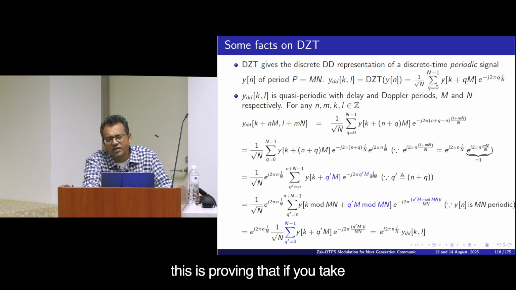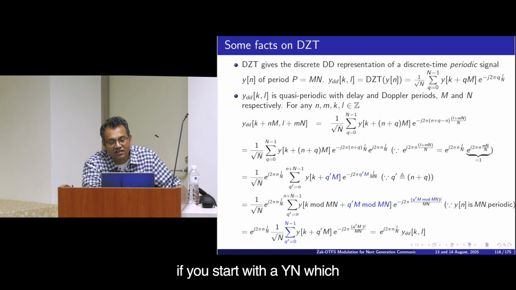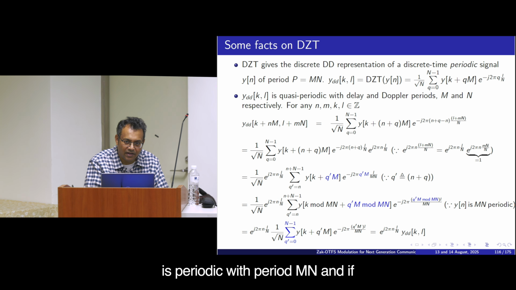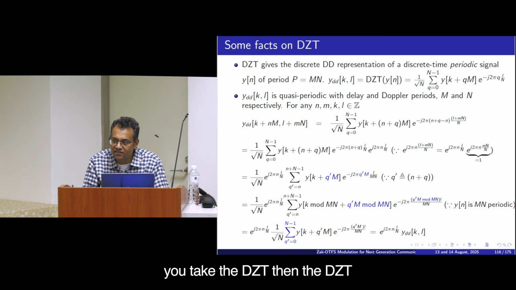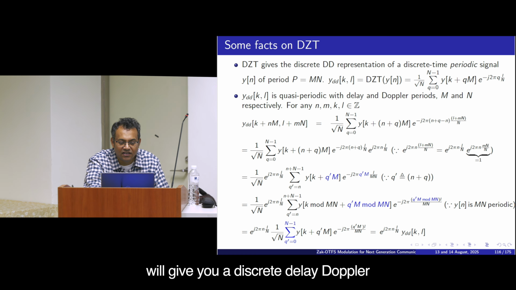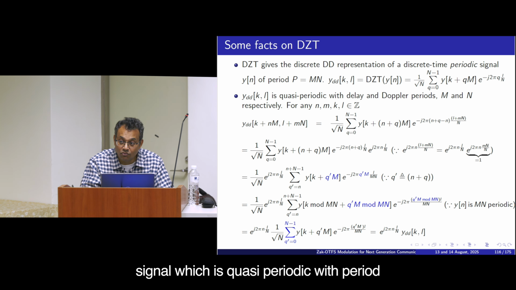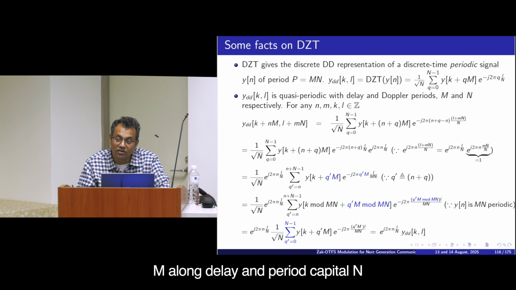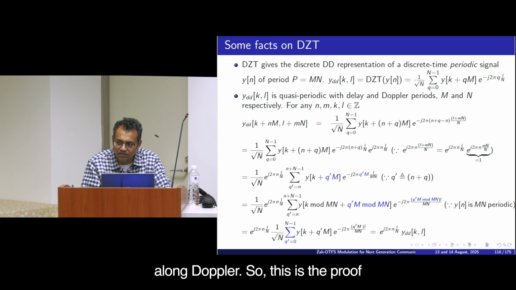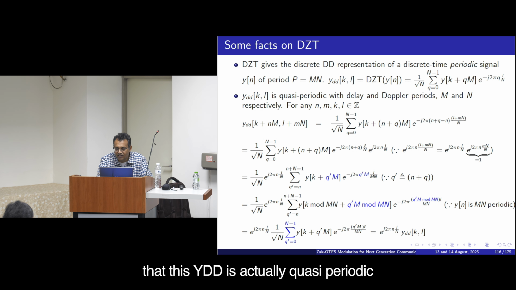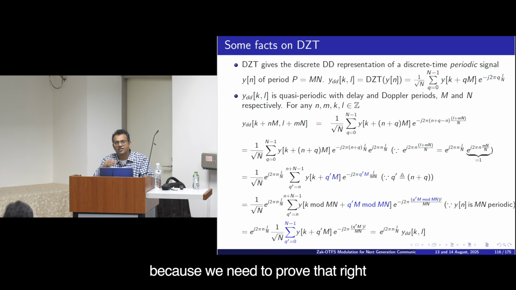This is proving that if you start with a y[n] which is periodic with period MN, and if you take the DZT, then the DZT will give you a discrete delay-Doppler signal which is quasi-periodic with period M along delay and period capital N along Doppler. So, this is the proof that this y_DD is actually quasi-periodic, because we need to prove that, right.